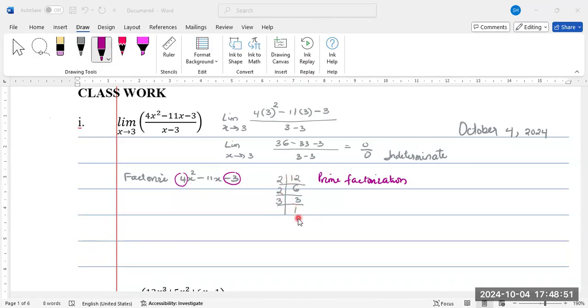Every number has its own factors. So what are the factors of 2? 1 and 2. What are the factors of 6? 1, 2, 3, and 6. What are the factors of 12? 1, 2, 3, 4, 6, 12. So every number is its own factor, and 1 is a factor of every number. Do you agree with that? Yes, sir.